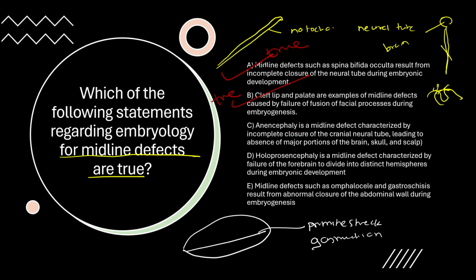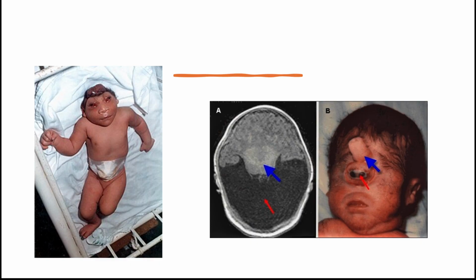True. Anencephaly is a midline defect characterized by incomplete closure of the cranial neural tube, leading to absence of major portions of the brain, skull or scalp. Right. So looking forward, this is a condition known as anencephaly. As I said, the neural tube has two ends, the caudal end and the cranial end. The cranial end enlarges to form the brain.